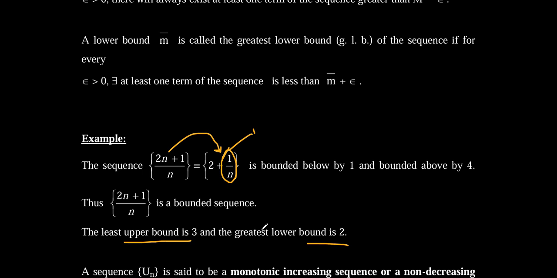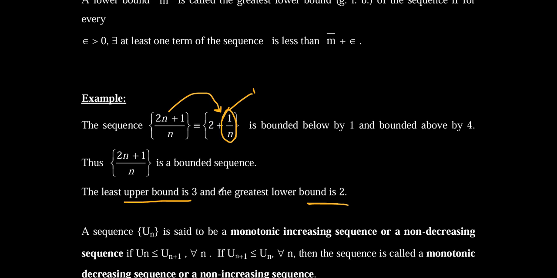Now the greatest lower bound is 2. And what we are saying is that this sequence would continually decrease, because the more you increase n, the closer the values get to 2. For example, the first term will be 2 plus 1 over 1, which is 3. The second term will be 2 plus 1 over 2, which is 2.5. The third term will be 2 plus 1 over 3, which is 2.33. You realize they are getting closer and closer to 2. As n approaches infinity, you get to 2, so the greatest lower bound is 2.